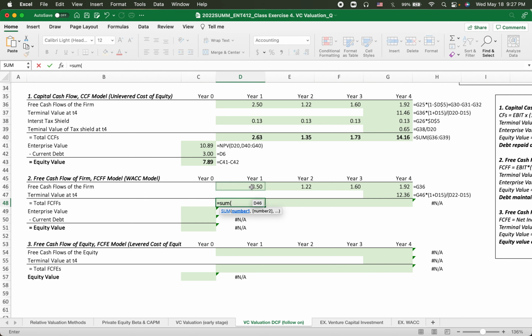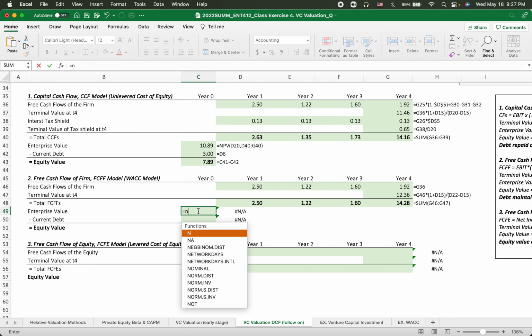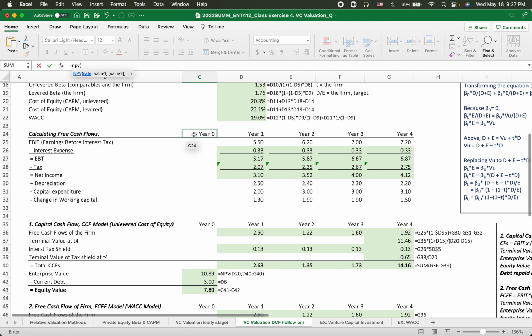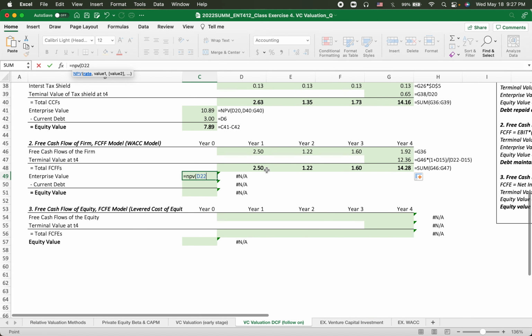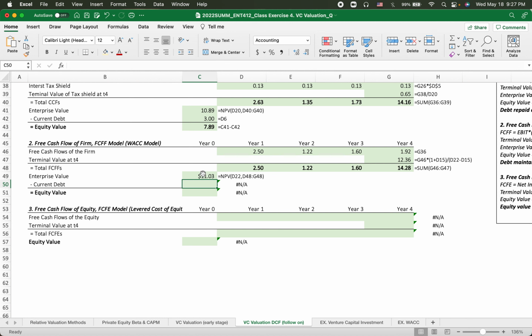Now let's sum all the cash flows each year, and then enterprise value, NPV, the rate is the WACC. Where is WACC? WACC here. Then let's drag it to the right. Then we got 11.03, right? 11.03 is the enterprise value.